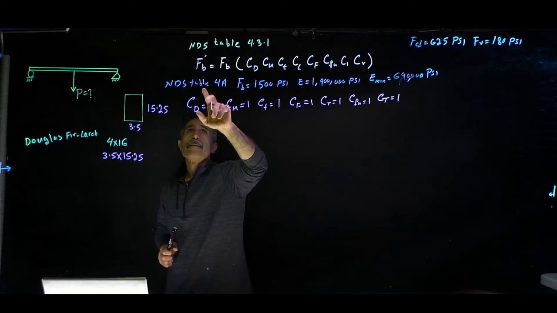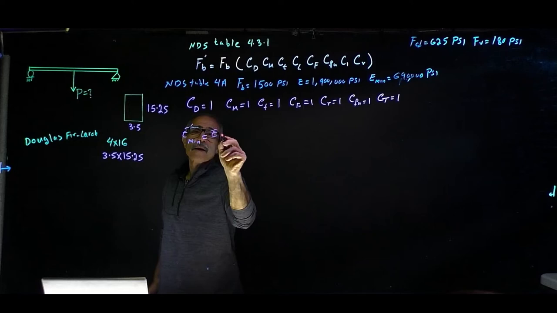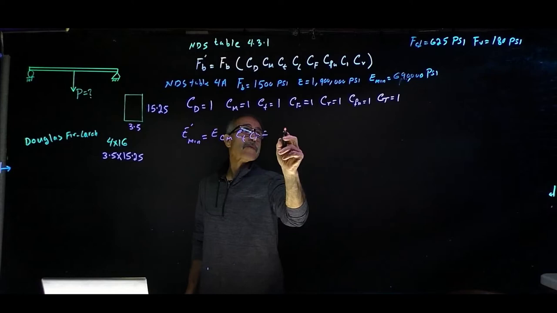4.31, we're going to calculate the E prime minimum, which is equal to E times CM, CT, CI. And we already calculated all of that, so it's going to come out to basically 690,000 psi.